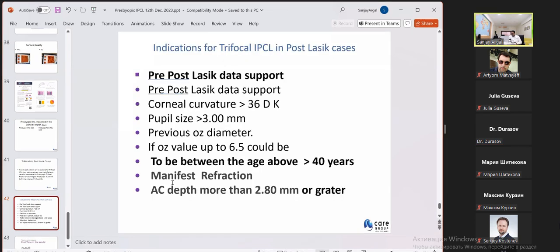So this is the criteria for post-LASIK cases. You must have the pre-LASIK details for the patients.